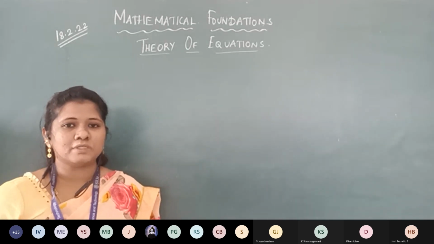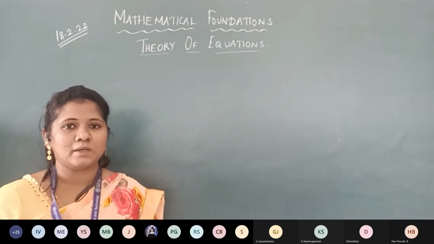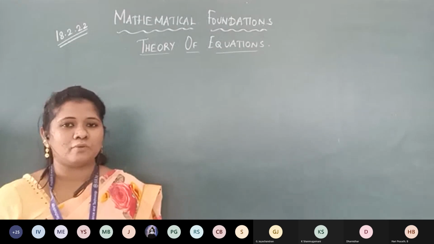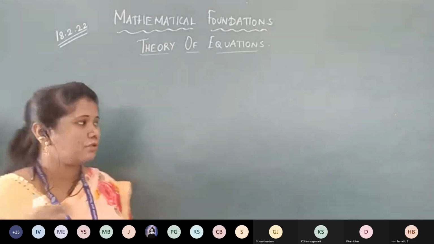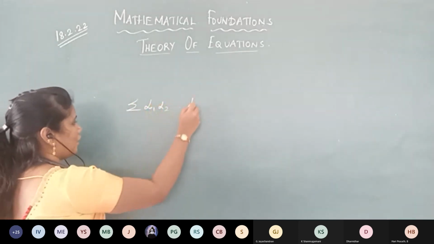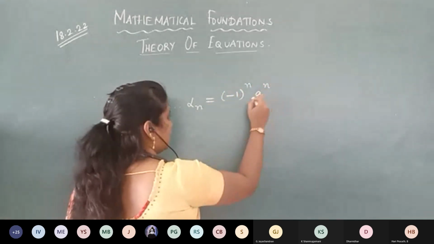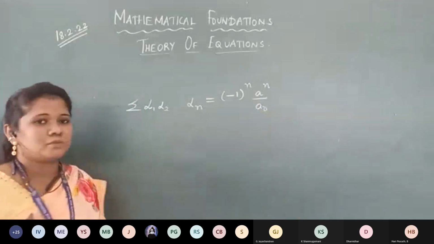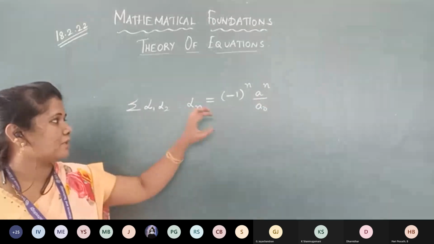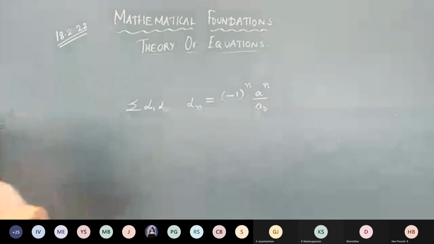For the roots, if you're taking only the sum of the roots one at a time, it will be minus a1 by a0. Whereas when you do it with the product of two roots at a time, your formula will become a2 by a0. So your general formula, the product of alpha 1, alpha 2, and so on up to alpha n, will be minus 1 to the power n, a n by a0. Okay, so this will be the general formula to find out your roots, when you're substituting and finding out however many roots you have. Okay, so we will continue with this.